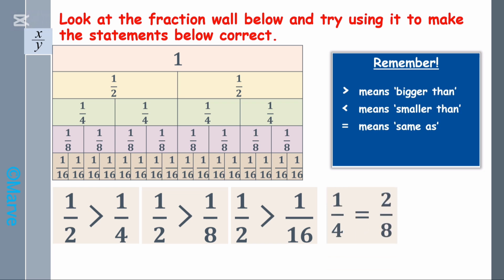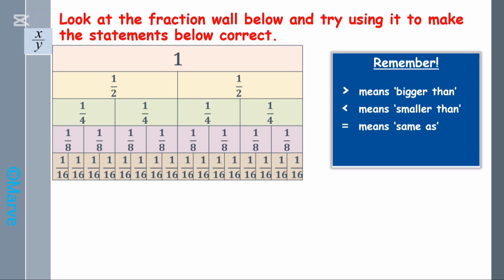Now 1/4 is equal to or the same as 2/8. Do you see that? 1/4, 2/8. Yes, correct. And 1/4 is also equal to 4/16. 4/16 will make 1/4. So if you look at that, check your fraction wall very well. You see how this is.